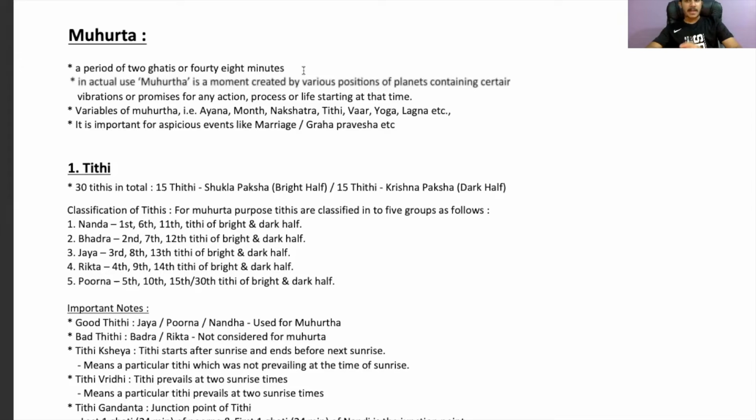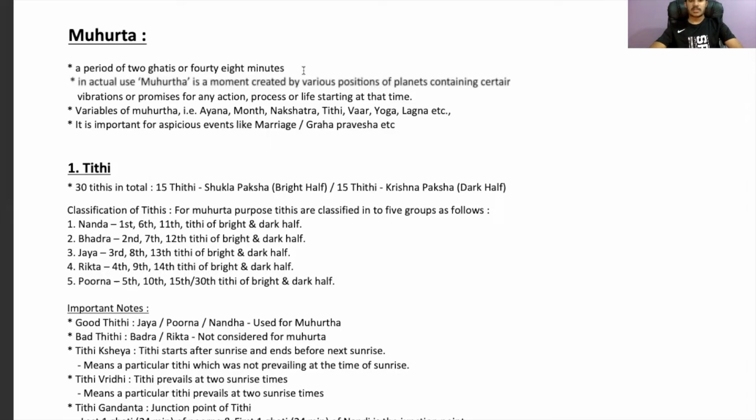Now, coming to bad tithis. The worst tithis are Bhadra or Rikta, which are not considered for Muhurta. There is also Tithi Kshaya: a tithi starts after sunrise and ends before the next sunrise, meaning a particular tithi which was not prevailing at the time of sunrise. Tithi Vriddhi is when a tithi prevails at two sunrise times, meaning a particular tithi prevails at two sunrises.